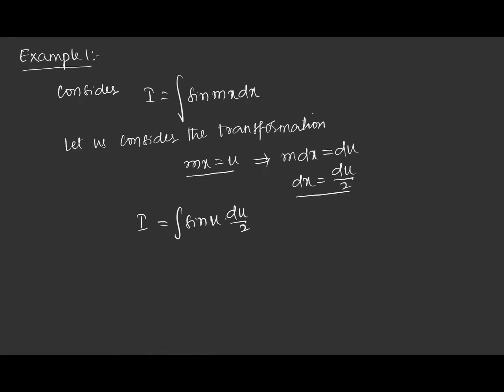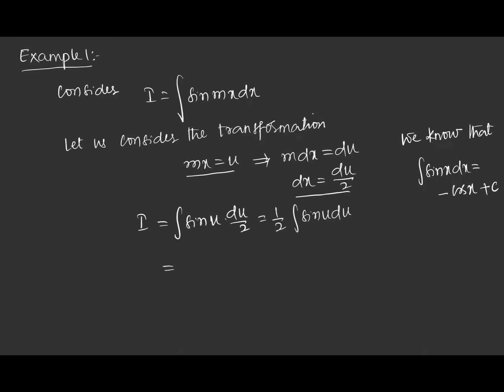So here we will use a property: if the integrand is multiplied by a constant, we can take it outside the integral. So this can be written as 1 by m times integration of sin u into du. So we know that integration of sin x into dx is equal to minus cos x plus some constant c.